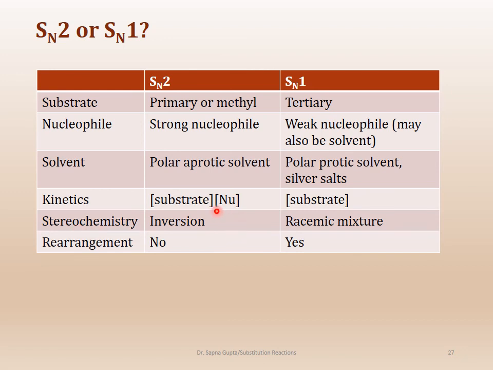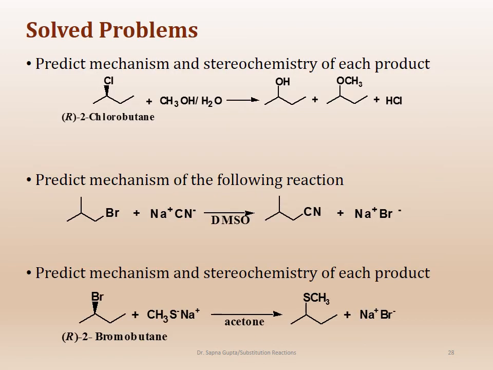Stereochemistry. We have inversion of stereochemistry for SN2, and in SN1 you end up getting a racemic mixture. And the rearrangement part, we will talk about this also as time goes on. In SN2 you don't get rearrangement reactions, whereas in SN1 there is a possibility of getting a rearranged product. We will talk about the rearrangement later on, but I just want to throw it out there that we still have to do rearrangements. So that's the differences between SN1 and SN2 reactions.